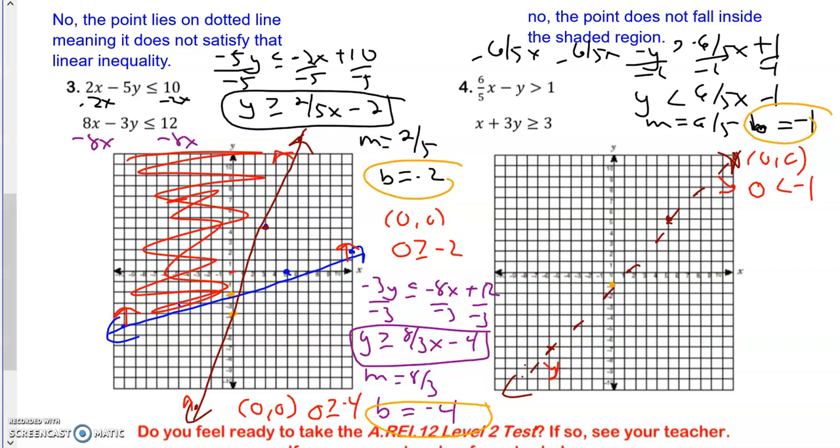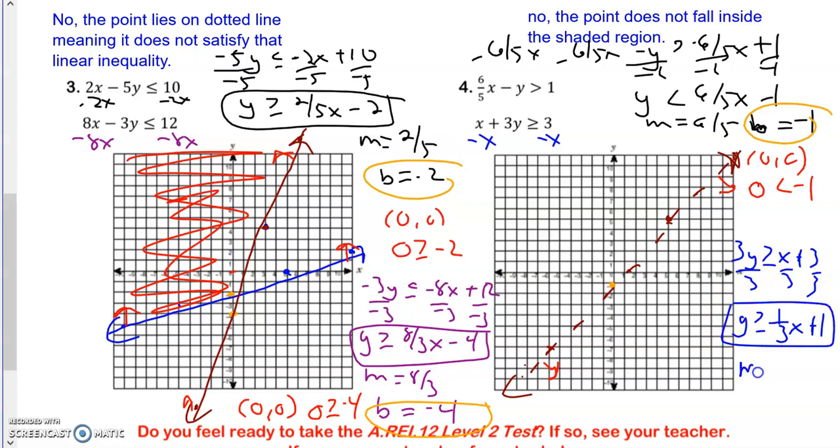Taking a look at the next one, I'm going to subtract x. So then I'm going to get 3y is greater than or equal to x minus 3. I'm going to divide by 3. Again, I'm not dividing by a negative number, so I'm just going to leave it alone. I'm going to get 1 over 3x minus 1. Plus 1, because this is a plus sign. So m equals 1 over 3 and b equals 1.